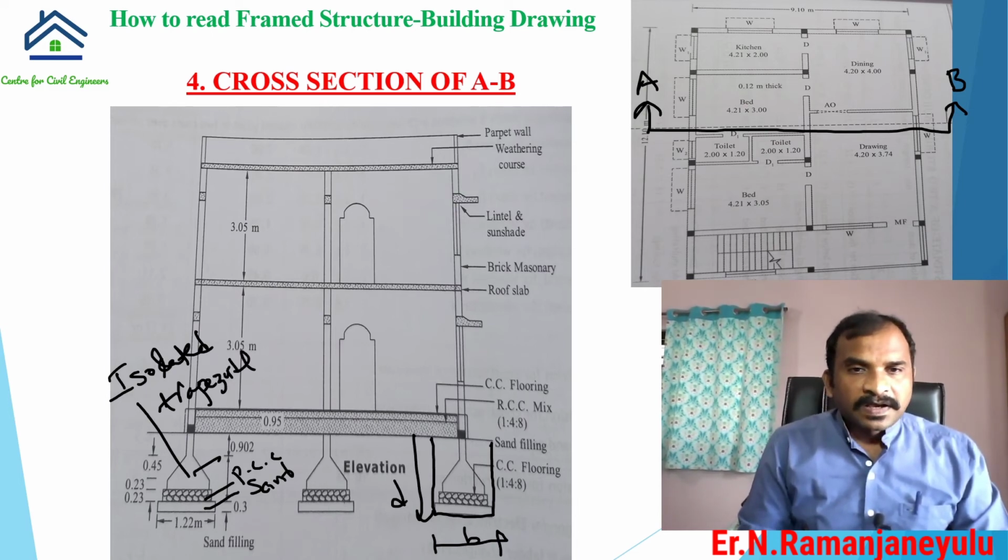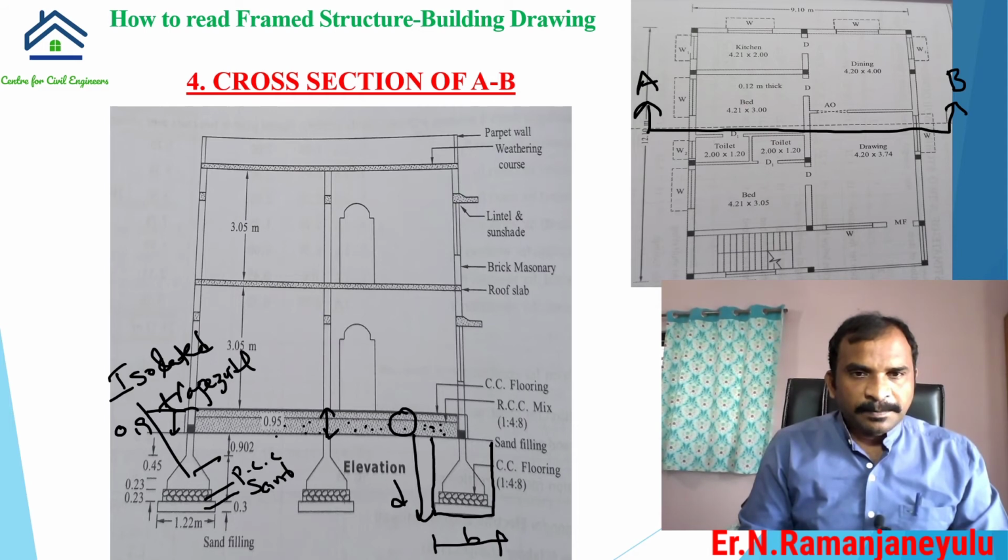Trapezoidal footing. This is the basement height. This total height is the basement height. Generally, this height is around 3 feet, 3 feet nothing but 0.9 meter. And in this complete basement level we have soil filling, and above here we have the PCC bed. After this PCC we have CC flooring, cement concrete flooring here.